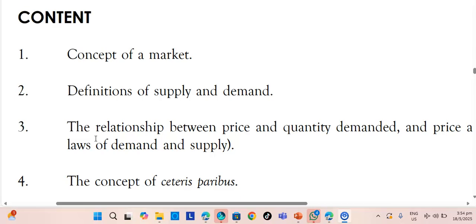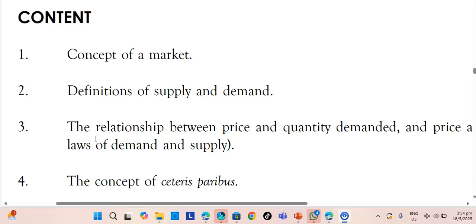Let me repeat that example. If the price of ice cream was originally $4 and now it is selling for $2, more people will want to buy it. So the demand for ice cream increases as the price falls or decreases.